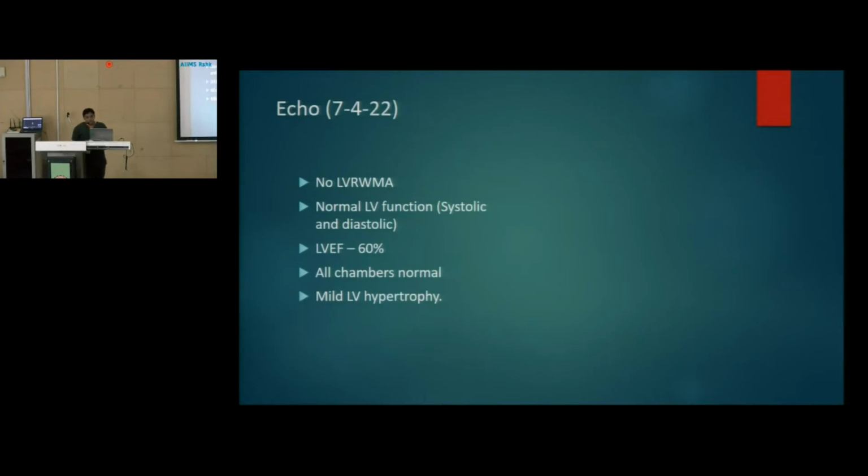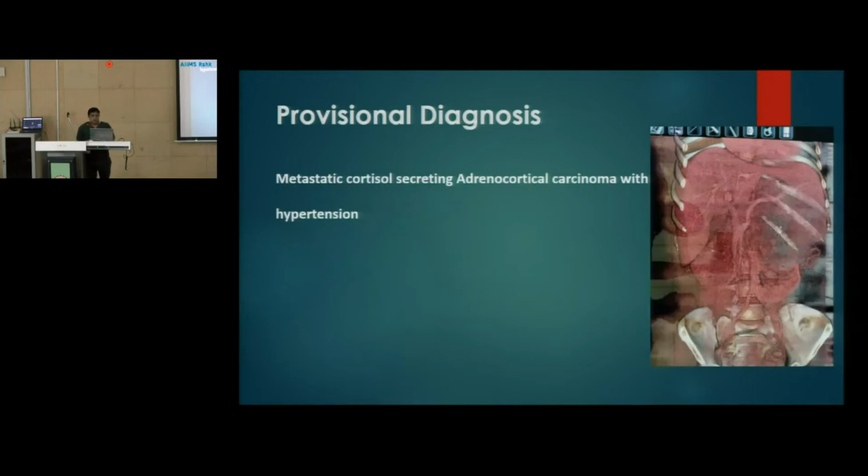Pre-op, one echo was done of the patient, that was all normal. So, our provisional diagnosis for the patient was metastatic cortisol secreting adrenocortical carcinoma with hypertension. Patient was having a large mass, probably arising from the adrenal, as shown in this 3D image.